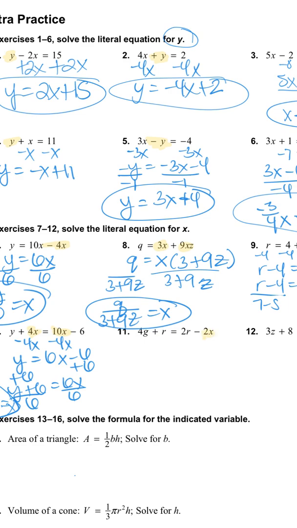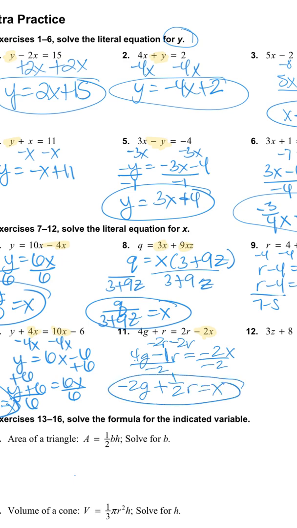Again, we're solving for x, so here we have this negative 2x over here. We're going to subtract 2r. Remember, so there's a 1 right there, so 4g. 1 minus 2 is negative 1, so we've got negative 1r equals negative 2x. Divide by negative 2. 2 will go into 4, and so that is negative 2g plus 1/2 r equals x. Because 2 won't go into 1, negative divided by a negative is a positive.